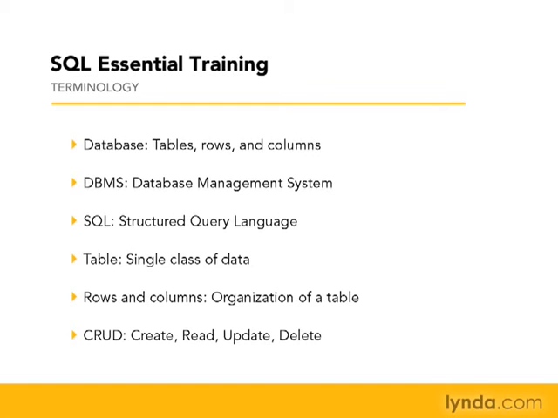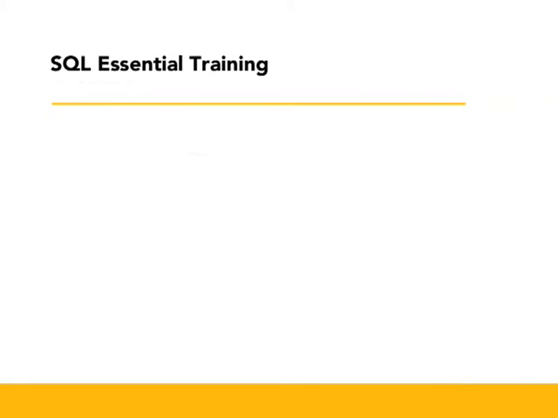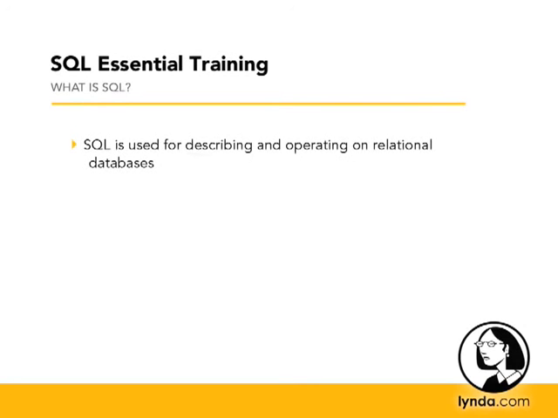These are the major terms that will be used during this course. More specific terms will be covered in individual lessons as they come up along the way. Also, at the end of each movie, you'll find a slide recapping terms used in that movie. SQL is a language for describing and operating on relational databases. What is a relational database? A relational database is a database that's capable of representing relationships between different sets of data.